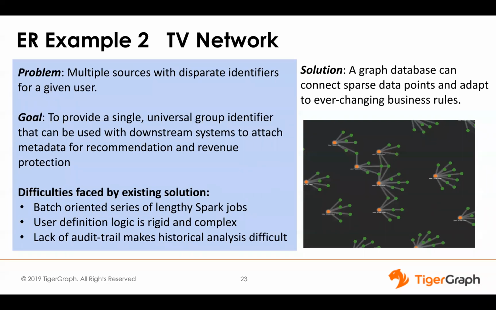What they did was they used us. We improved in every dimension here. Instead of going from batch jobs, we went to a fully streaming real-time solution. The user definition logic was changed to be much more like the graph-based approach, which we've shown, which was much more flexible, much easier to change the logic as they went.